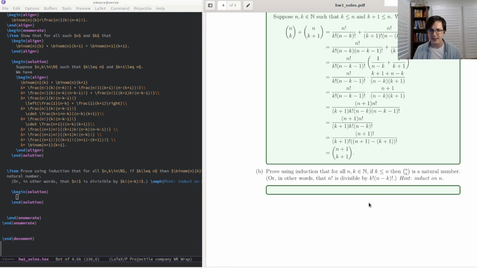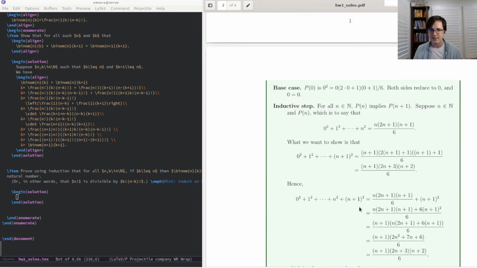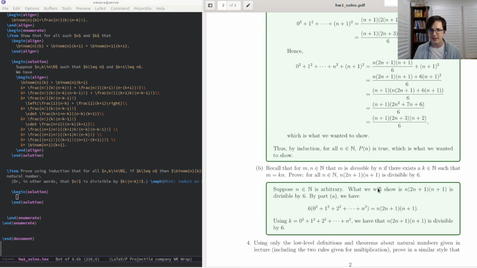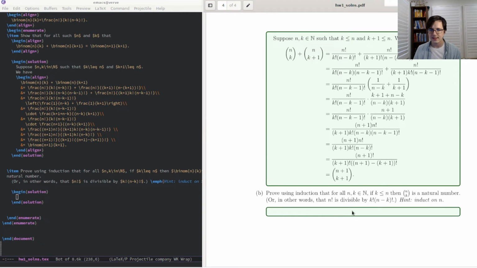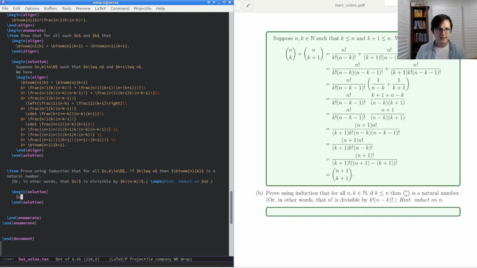So let's prove using induction that if we have two natural numbers with k less than or equal to n, then n choose k is a natural number. This is actually exactly like the problem from before. This one about divisibility. So let's see. Yeah, okay, so suppose n and k are in the natural numbers.